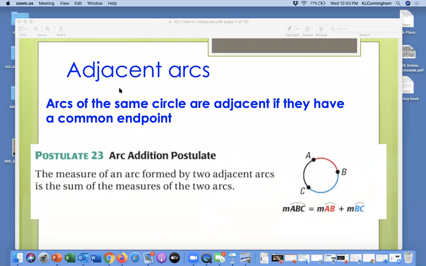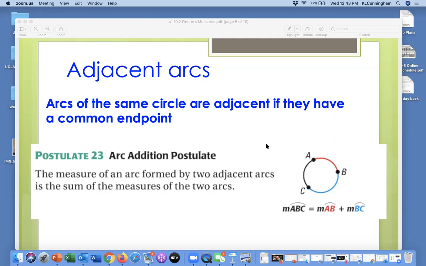Okay, adjacent arcs. We've seen this word before. Adjacent means next to. When we were actually in the classroom, you were adjacent to your pod partner. So it just means next to. So here we have adjacent arcs. Arc AB is adjacent to arc BC, and arc CA is adjacent to AB and all that. They're next to each other. So what this is telling us is that you can add arcs.